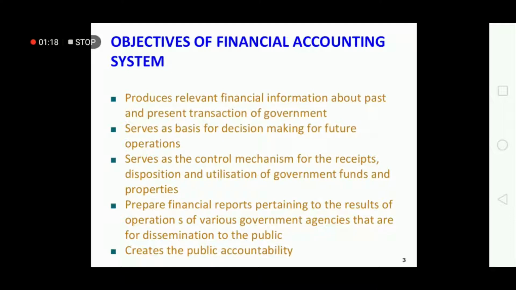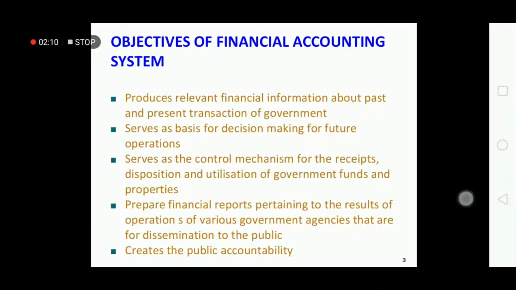Okay, what are the objectives of financial statements? There are 5 objectives, which are produces, serve, prepare, creates. PSSPC. The first objective is to produce relevant financial information about past and present transactions of the government. The second is S, serves as basis for decision making for future operation. Third, serves as the control mechanism for the receipts, disposition, and utilization of government funds and properties. Fourth, prepare financial reports pertaining to the results of the operations of various government agencies that are for dissemination to the public. And the last objective is to create the public accountability.